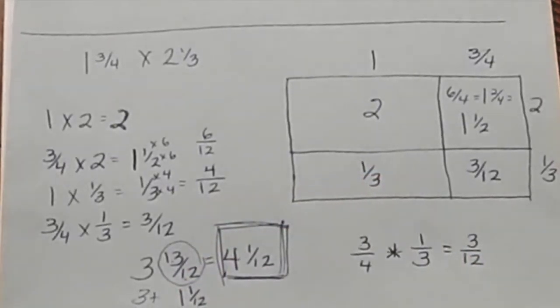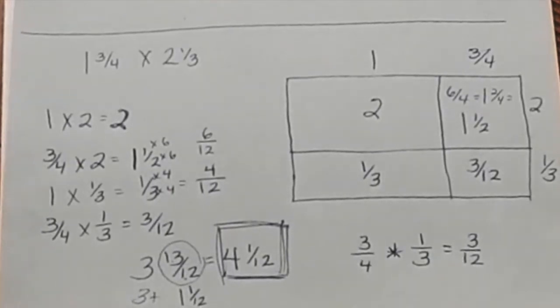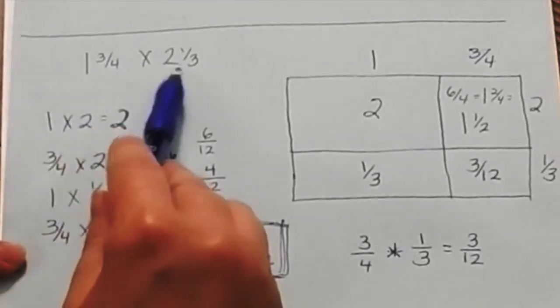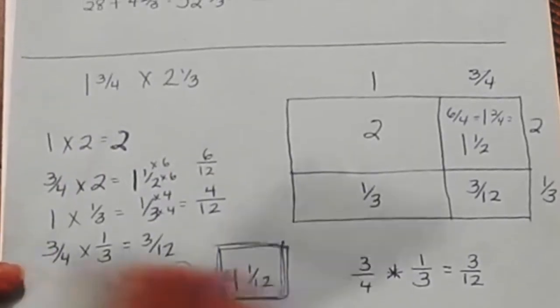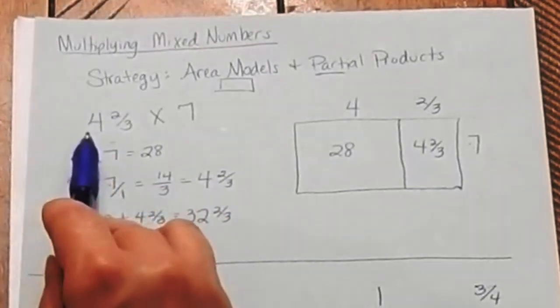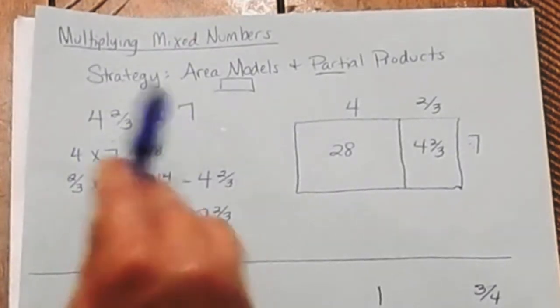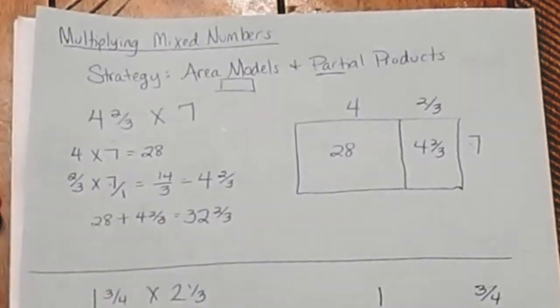And I probably could have figured that out, at least the ballpark of it, if I had done an estimate first, which is of course what I should have done. So I should have rounded that to 2 times 2 is 4. So if I end up with 4 and 1/12, you can guess that's pretty close, and that's pretty accurate. And up above, if I had done an estimate, I probably would have rounded up to 5, because 4 and 2/3 is closer to 5. 5 times 7 is 35, which is pretty darn close to 32 and 2/3.